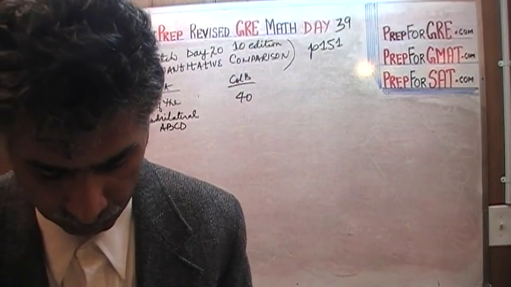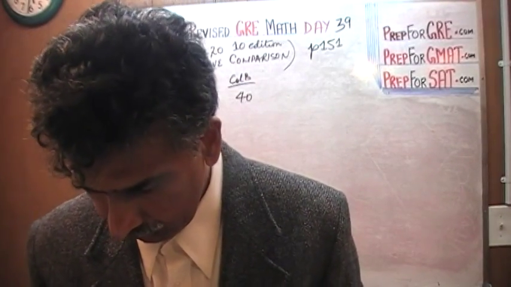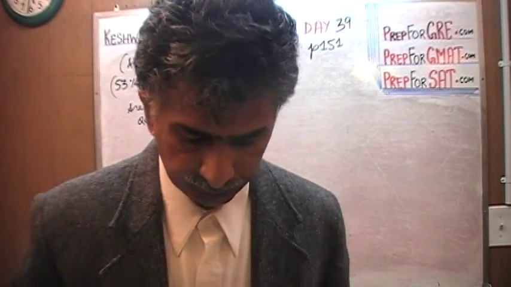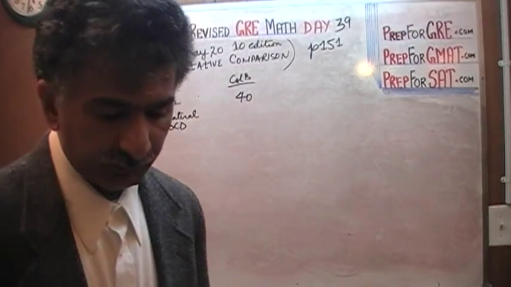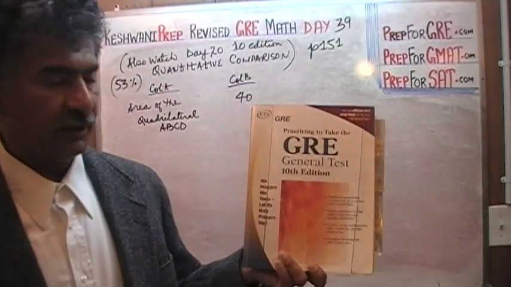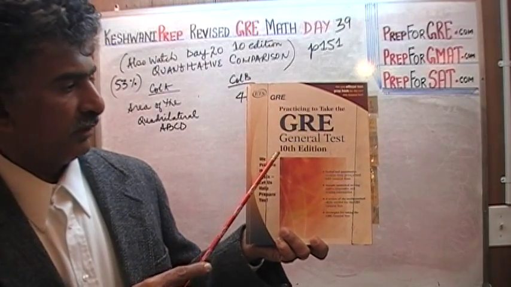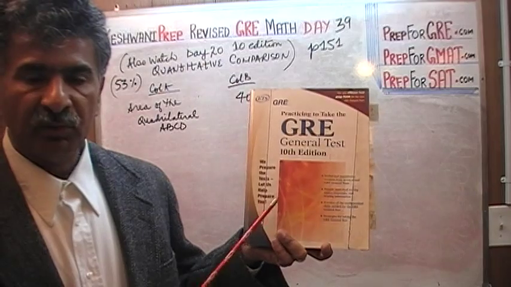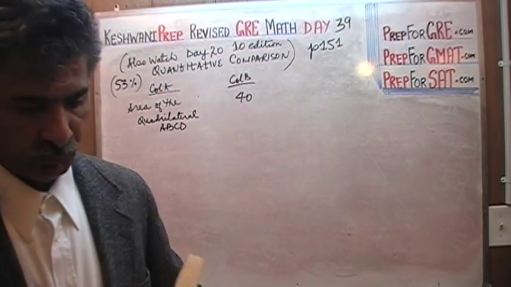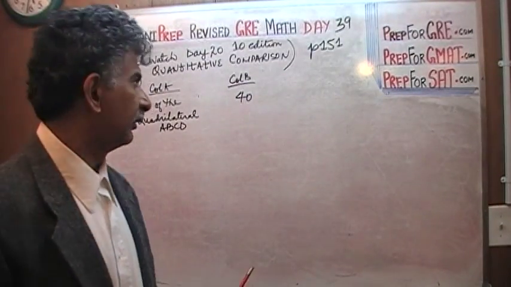The problem that we are about to solve is the one that you will find on page number 151. Turn to page 151, and the problem is on the very top of the page. The exact same problem also appears in the old GRE book, which is right here. I'm holding in my hand Practicing to Take the GRE General Test, the 10th edition, which is based on the older design of the GRE. But the same exact problem appears in your book here in the revised GRE.